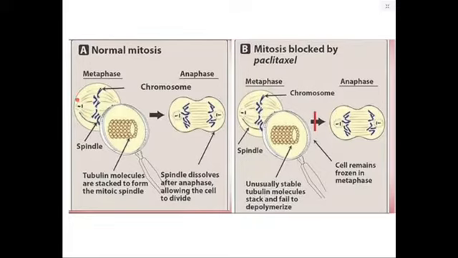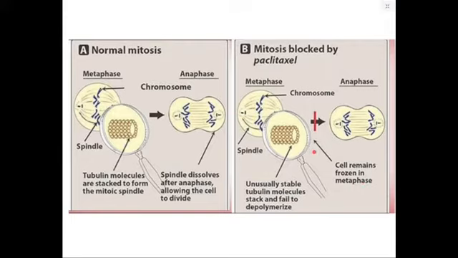Again, this is a normal cell division. Now, when you give a drug like paclitaxel that blocks depolymerization, you have stabilization of the polymers. So therefore, anaphase does not happen. They do not allow for formation of anaphase. Unusually stable tubulin molecules stack and fail to depolymerize. So they cannot allow for formation of anaphase. And once again, if you don't form anaphase, then of course you will have no cell division. The cell remains frozen in metaphase.